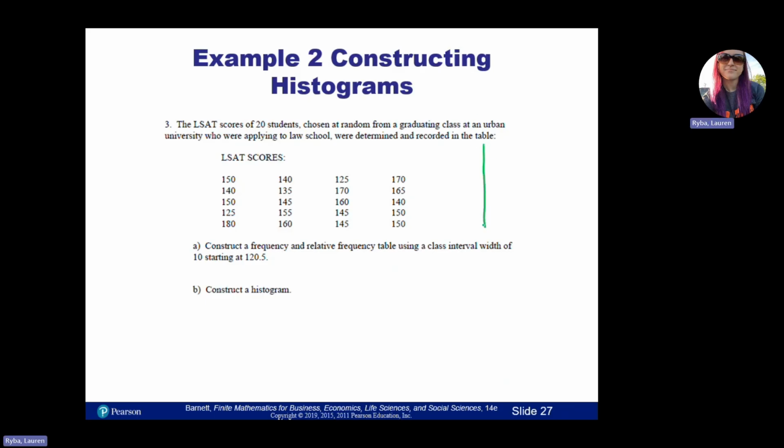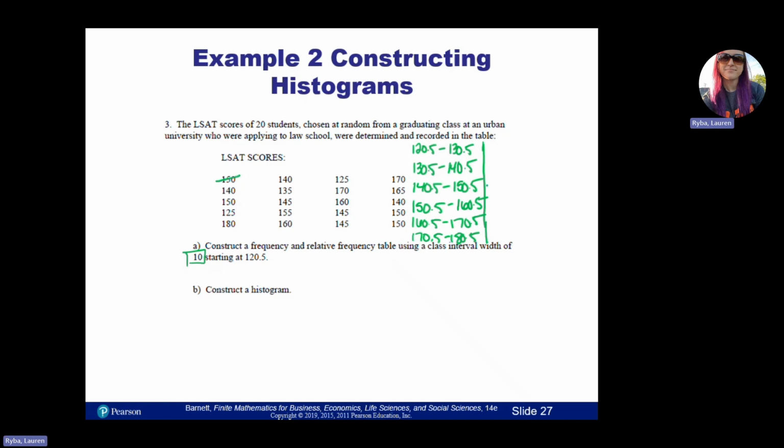So width of 10 starting at 120.5. So 120.5 is going to go to 130.5, 130.5 to 140.5. They're going to tell you your width is how far apart your start and end values are. 140.5 to 150.5, 150.5 to 160.5. I got to go to 180. 160.5 to 170.5, 170.5 to 180.5. 180 is my highest value.